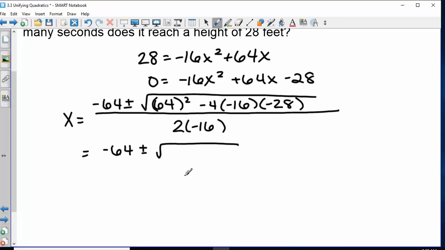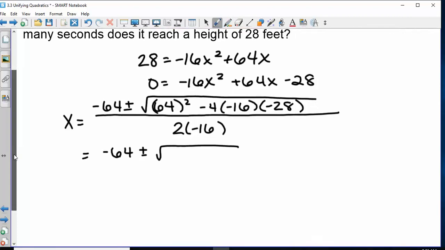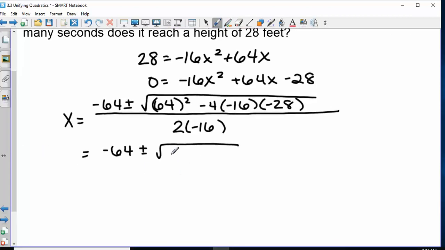I'm going to use my calculator. I'm going to simplify everything under that radical at once. So 64 squared minus 4 times negative 16 times negative 28. What do you get when you do that? A really big number? Yeah. 2,304?